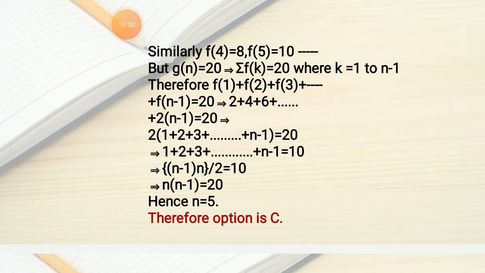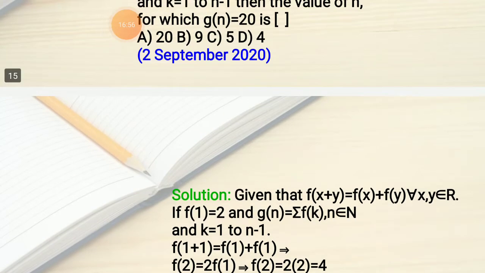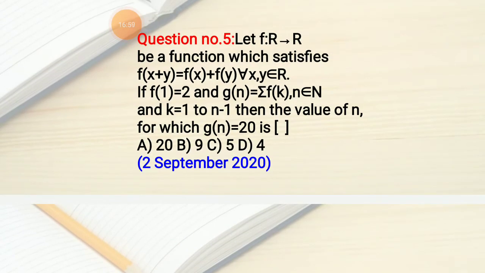Sum of first n natural numbers is n into (n + 1) by 2. Here it is (n minus 1) into (n minus 1 + 1) by 2, that is (n minus 1) into n by 2 is 10, so (n minus 1) into n is 20, or n into (n minus 1) is 20. You can easily say n equal to 5, because n equal to 1 does not satisfy, 2 does not satisfy, 3 does not satisfy, 4 does not satisfy, only 5 will satisfy. So the option is C.